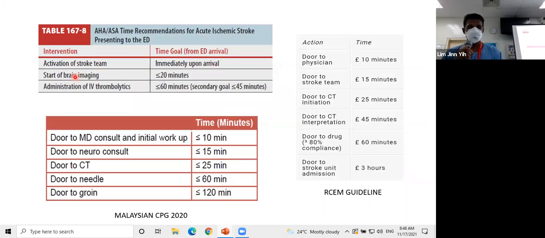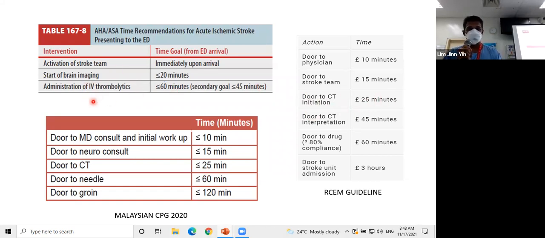Okay, this is just a comparison. The top one I took from Quintinalis, the bottom one is from our CPG, and the right one is from the RCEM Learning, our UK guideline. So just to compare, but actually as a whole, all 3 are the same. More or less the same, because if you see, the start of brain imaging from the American Stroke Association is less than 20 minutes, whereas our CPG door to CT is 25 minutes. Even our Sungai Buloh guideline, also mentioned by Young, was 25 minutes. And if you look at our UK guideline as well, it's 25 minutes.